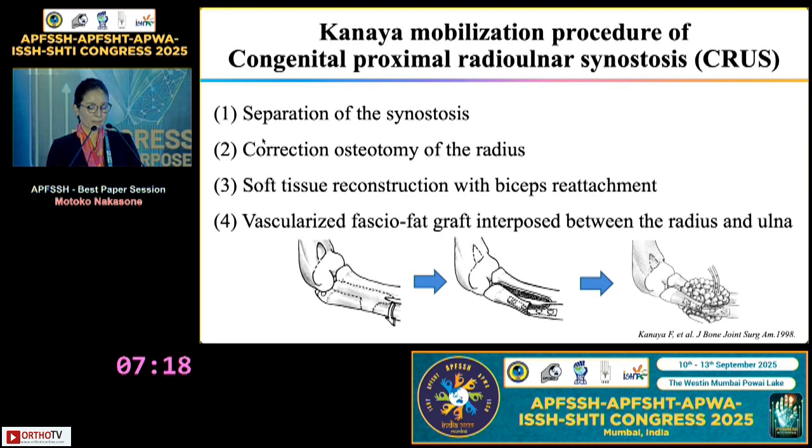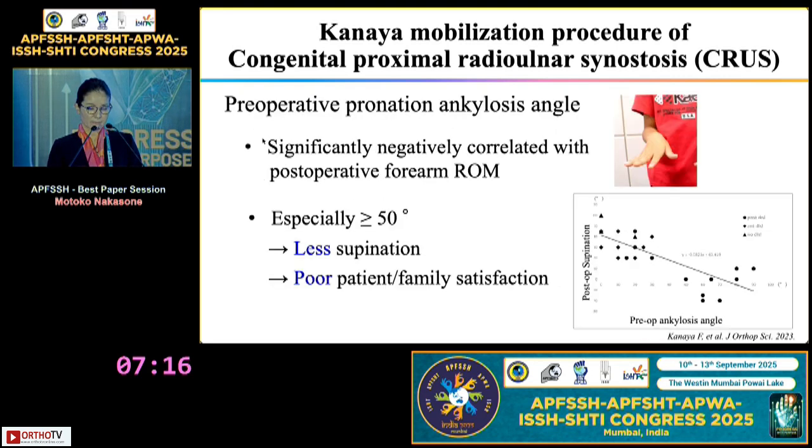This technique avoided reunion. Also, we reported that preoperative pronation ankylosis angle was significantly negatively correlated with postoperative forearm range of motion, especially in cases with 50 degrees or more. They showed less supination after surgery and poor patient and family satisfaction.